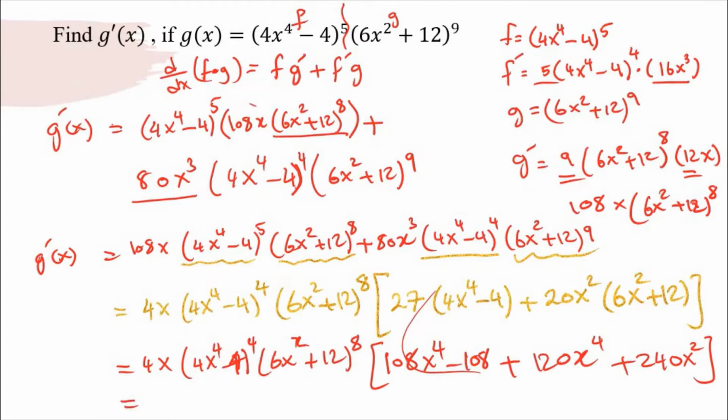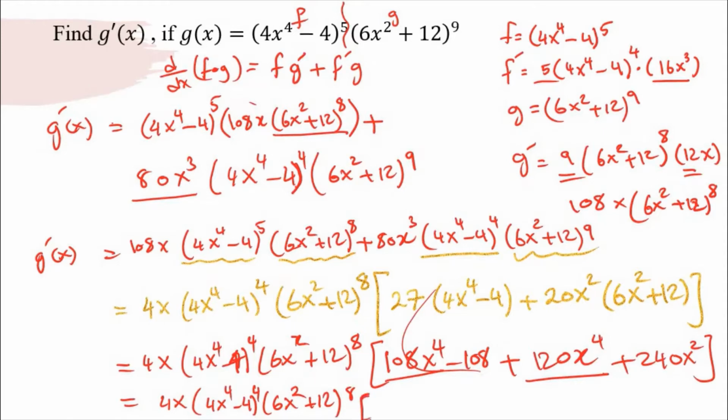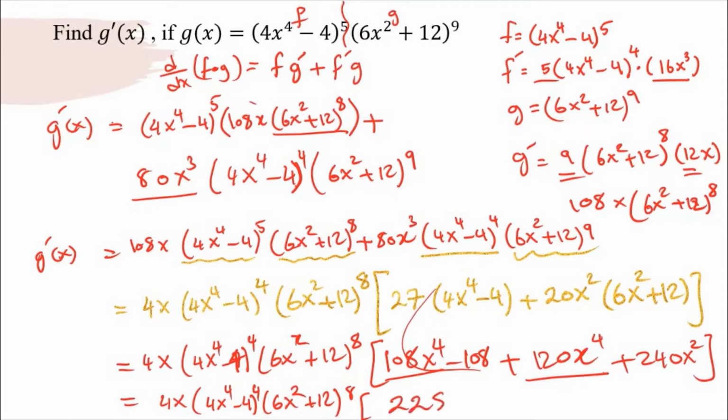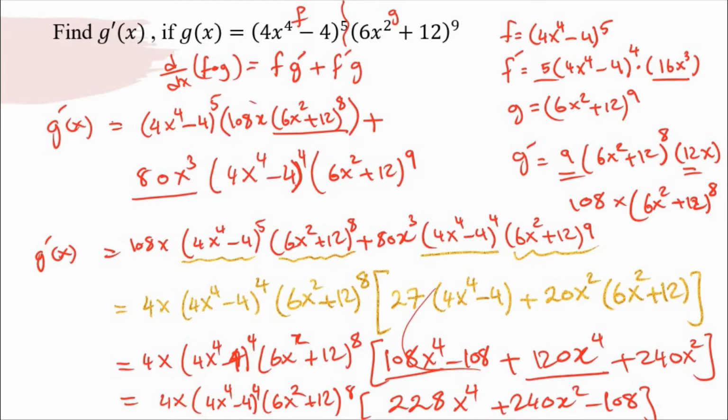Let's see if we can combine any of these terms together. I notice that I have 120x to the fourth and 108x to the fourth. I can combine those two. So that will be 4x times (4x to the fourth minus 4) to the fourth power times (6x squared plus 12) to the 8th power times (228x to the fourth plus 240x squared minus 108). And that would be the final answer.